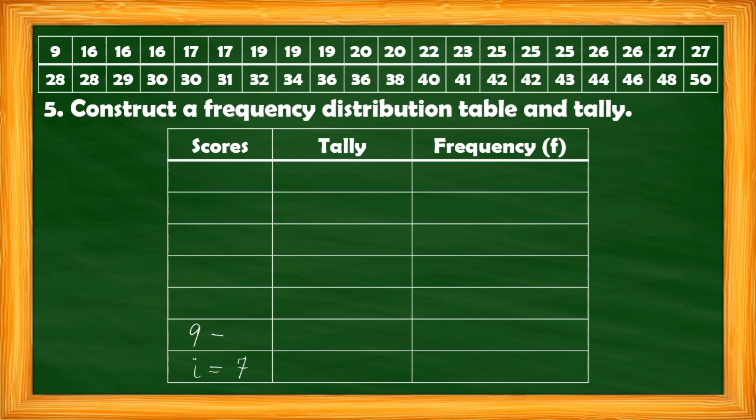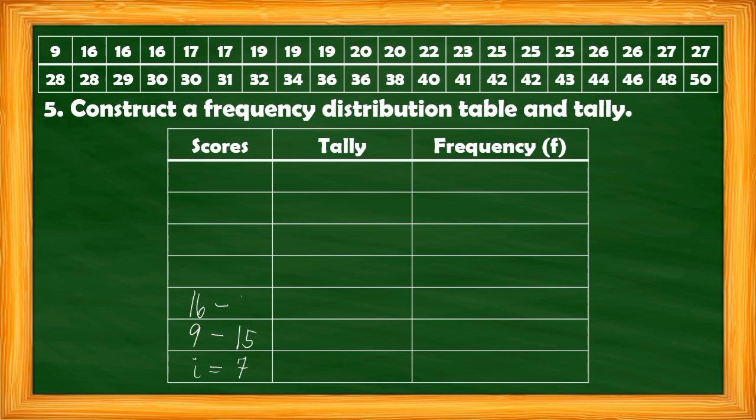Okay, so ibig sabihin lowest class natin is 9 to 15. So, yung pinakamabilis na paraan para hindi na tayo nag-a-add, nagbibilang sa kamay, is i-add natin yung class interval na 7 dun sa lower class limit tsaka upper class. Okay, yung pinakamababa at pinakamataas dun sa class na yon. So, ibig sabihin, 9 plus 7, that is 16.